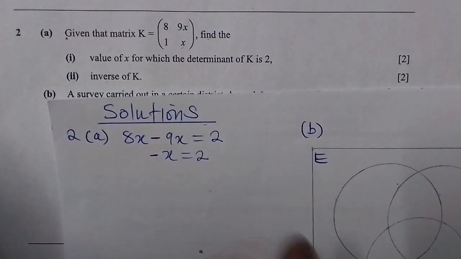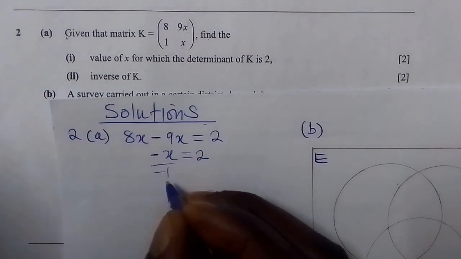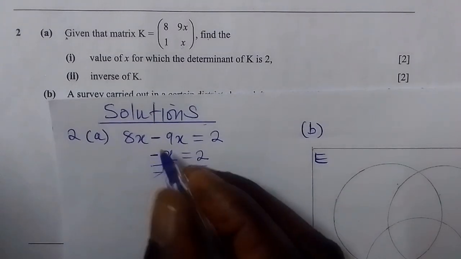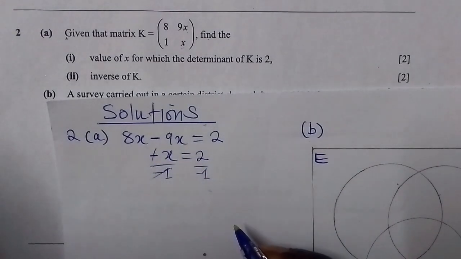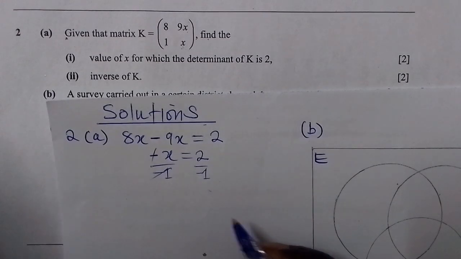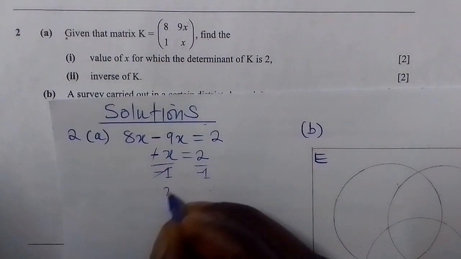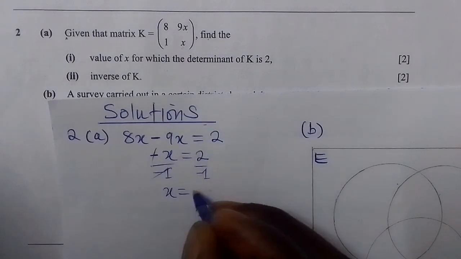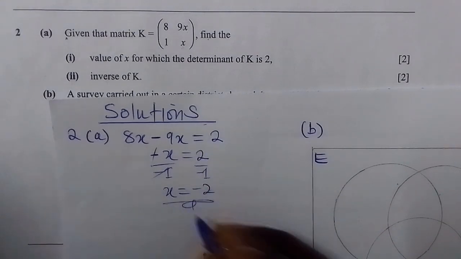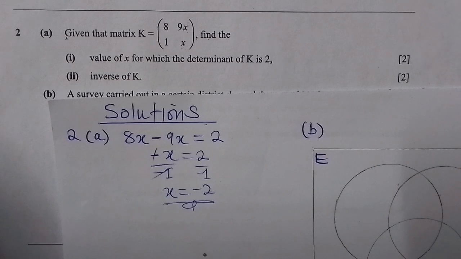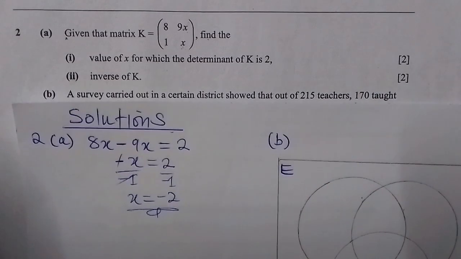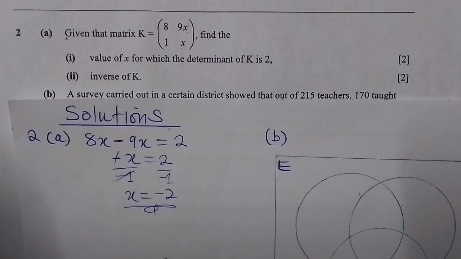To get the value of x, we simply divide through by -1 both sides. -1 into -1 gives 1, 1 times x gives x, and then -1 into +2 gives -2. So the value of x is -2. Then we go to the inverse of K.